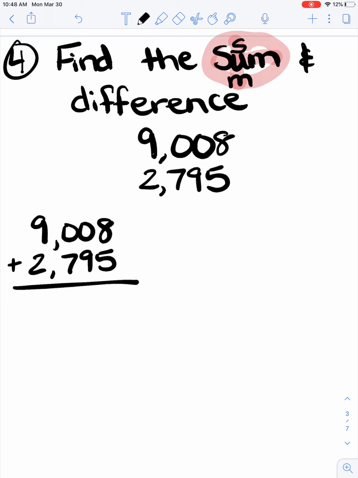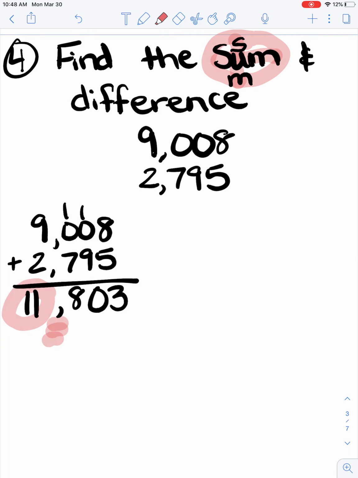8 plus 5 is 13. We need to look at our tens. I carried a 1 there, so 9 plus 1 is 10. Again, I had to make a new 10, so I had to carry that over. 1 plus 7 is 8. And 9 plus 2 is 11. Read this number with me. Again, remember, we say the first number, 11, comma, we say 1,000, and then we say this number together, 803. 11,803.